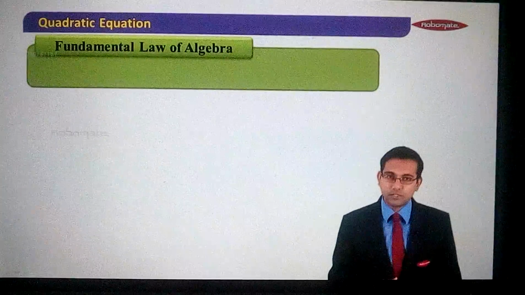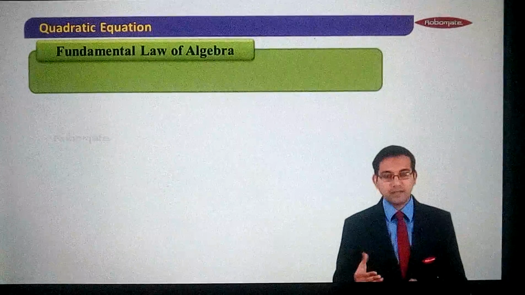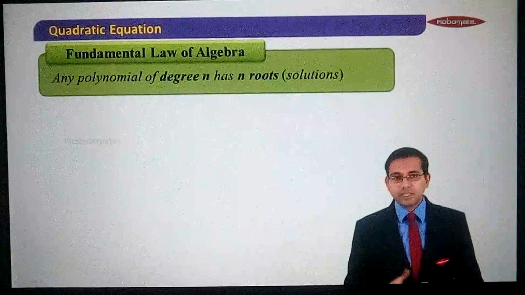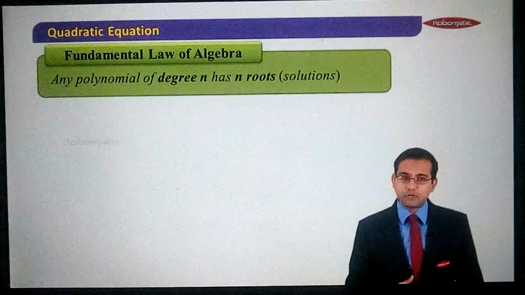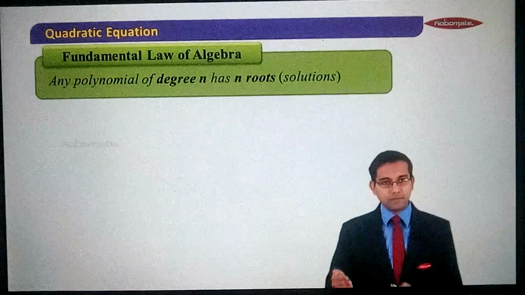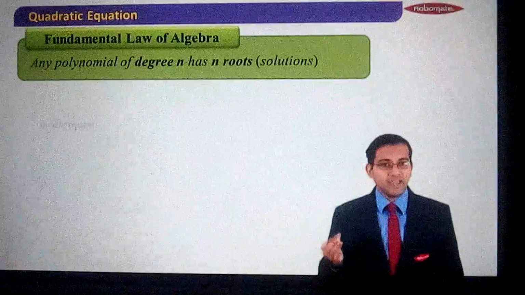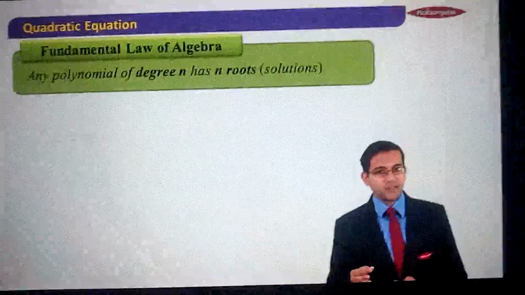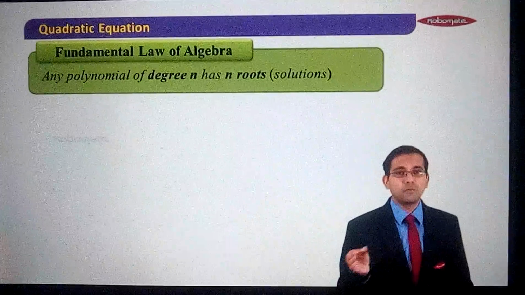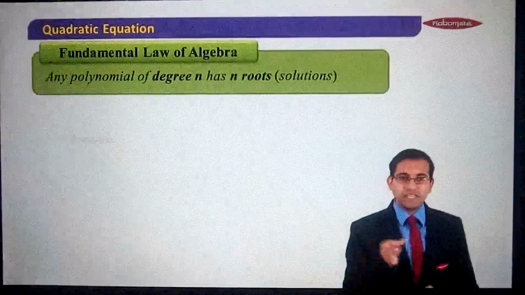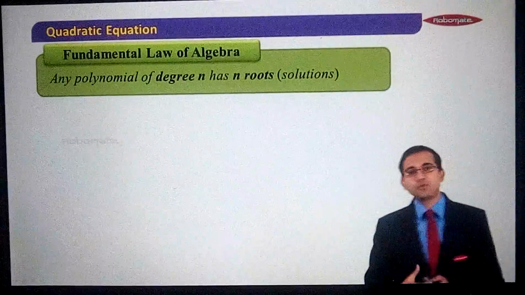Now let us go further to the next very important idea. As the name suggests, it's the fundamental theorem of algebra. What is the idea of the fundamental theorem of algebra? Any polynomial, please remember, any polynomial with degree n. We know what degree is: the highest power among all whole powers in a polynomial. So any polynomial of degree n has n roots. It's very easy to remember, right?